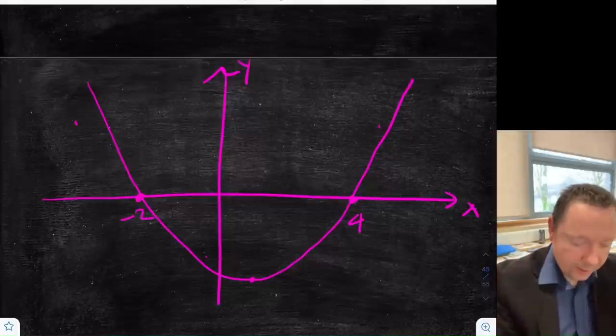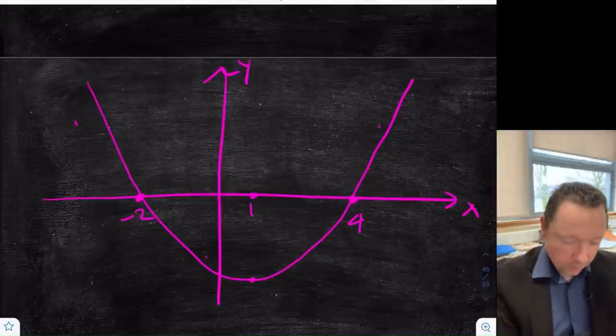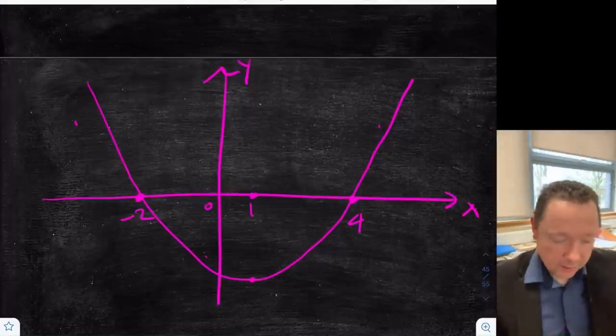Obviously, I can't quite get the turning point. I know the turning point happens at 1, in the middle of the roots, but I don't know exactly what it would be on the y-axis, so I don't need to work that out. And there we are. There's my graph of the difference.